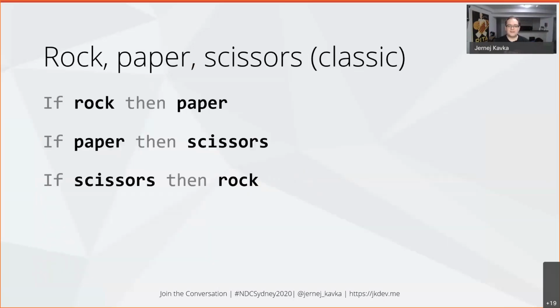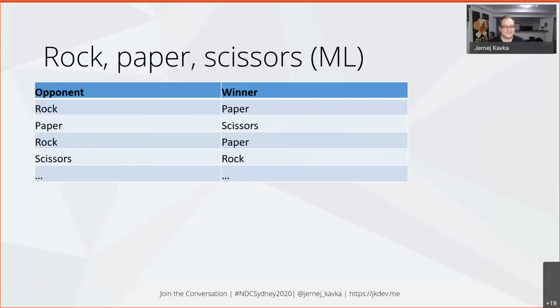Now, a very simple example of that would be a game called rock, paper, scissors. If you do AI in the classical way, which means lots of if statements, then you do if rock, then paper. If paper, then scissors. If scissors, then rock. Simple, right? And you probably wouldn't think about doing machine learning on this kind of simple app, but I did it anyway.